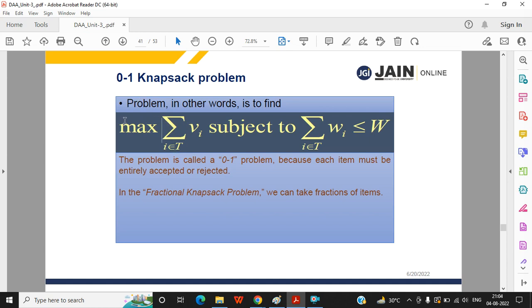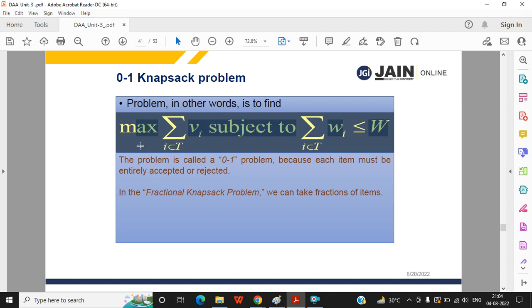The definition of the knapsack problem is to maximize the sum of vi. What is vi? Vi is the individual value of the ith item. So we maximize the sum of the values of all selected items, subject to the sum of the weights of all selected items being less than or equal to W. W is the weight of the container. This is basically the problem definition.